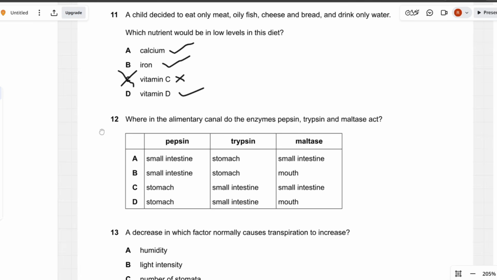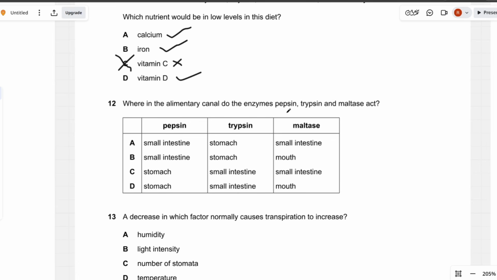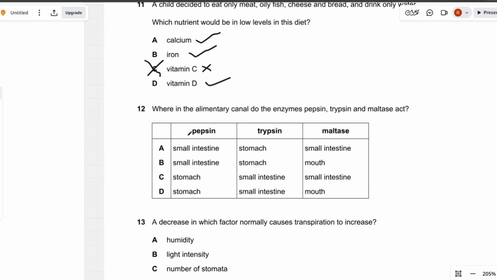Where in the alimentary canal do the enzymes pepsin, trypsin, and maltase act? Pepsin, I like to think of pepsin as being read as Pepsi, and Pepsi is sour, therefore it is acidic. Which part of our body is sour or acidic? That is the stomach, because of the hydrochloric acid. And the hydrochloric acid provides the optimum pH for the pepsin enzyme. So options A and B cannot be correct, because pepsin is found in the stomach. So we're between C and D.